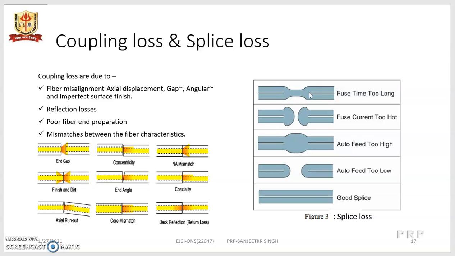So splice loss will give rise to a loss of 0.1 to 1 dB, and for both splicing and connecting loss, alignment is critical and everything must be clean. It should be smooth and straight. A poorly made connector or splice has a much greater loss than the typical values. So these are the reasons for the splice loss we can see here.